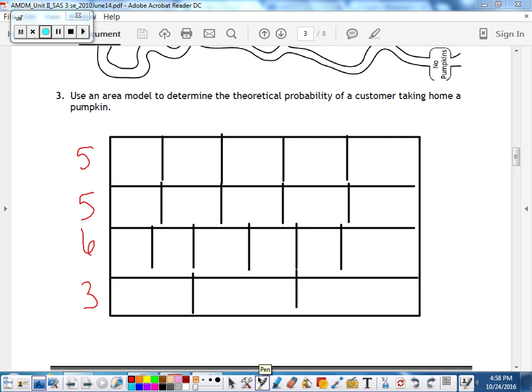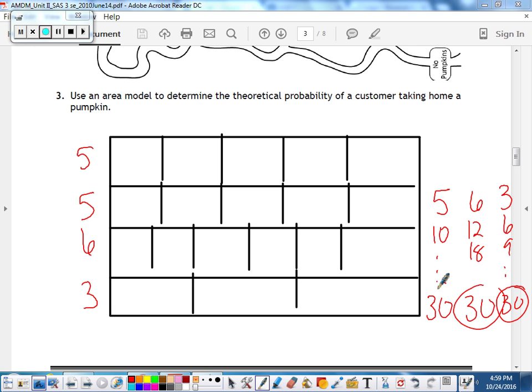And then now I need to find the least common multiple. I have a 5, a 6, and a 3. 5, 10, all the way to 30. Right? And then 6, 12, 18, all the way to 30. 3, 6, 9, all the way to 30. You'll realize that 30 is the least common multiple. That means I'm going to divide each of these into 30 pieces. Now if I have 5 pieces here, 1, 2, 3, 4, 5, and I need to have 30 in total, that means I'm going to put 6 in each, because 6 times 5 is 30.